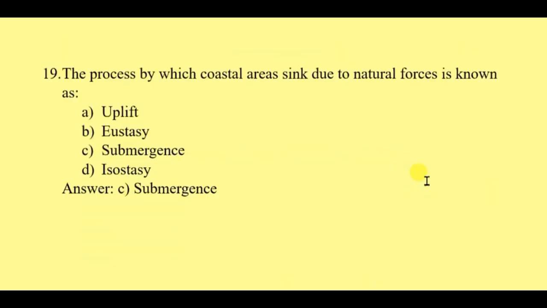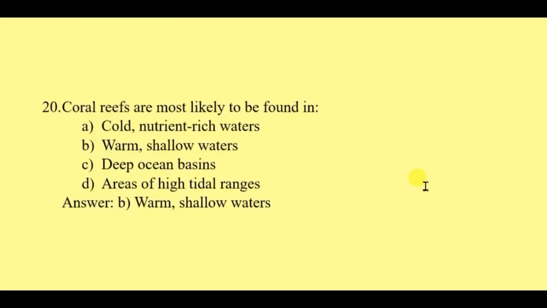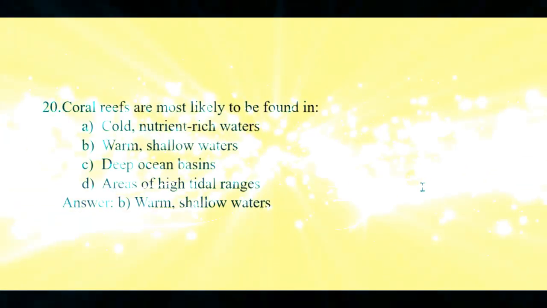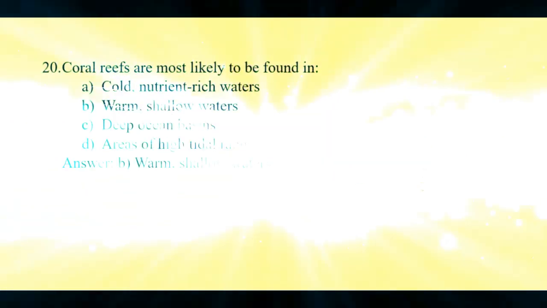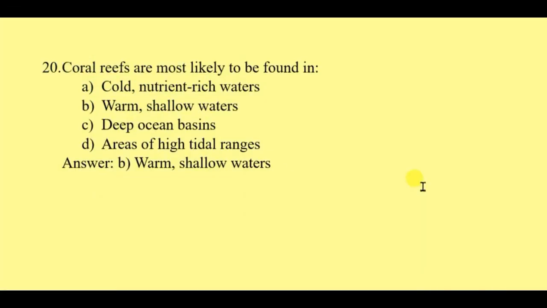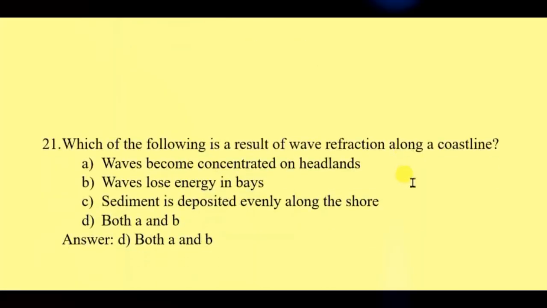Question 19. The process by which coastal areas sink due to natural forces is known as uplift, estuary, submergence, isostasis. Here the right answer will be submergence. Question 20. Coral reefs are most likely to be found in cold, nutrient-rich water, warm, shallow water, deep ocean basins, areas of high tidal ranges. Here the correct answer will be warm, about 27 degrees centigrade, and shallow waters.